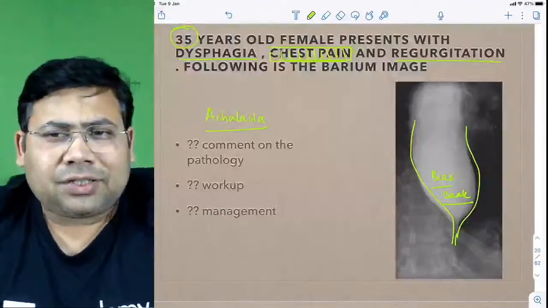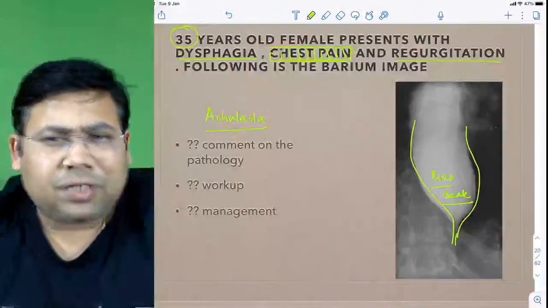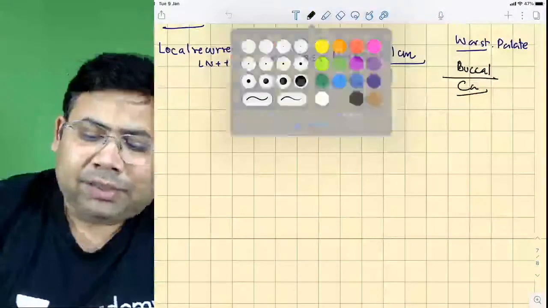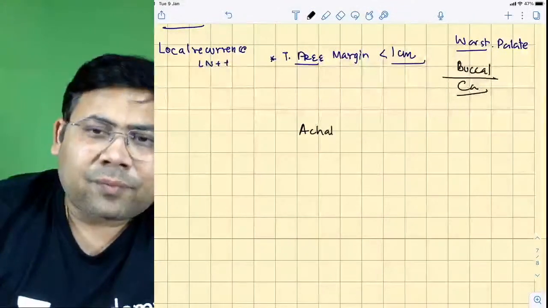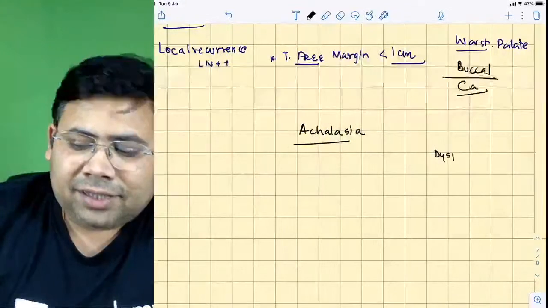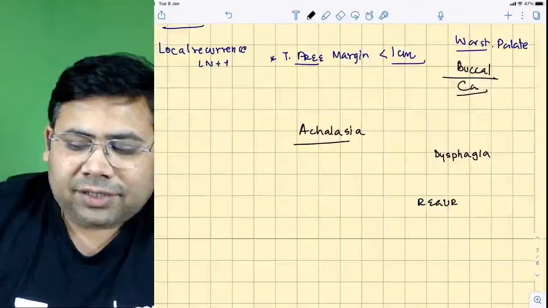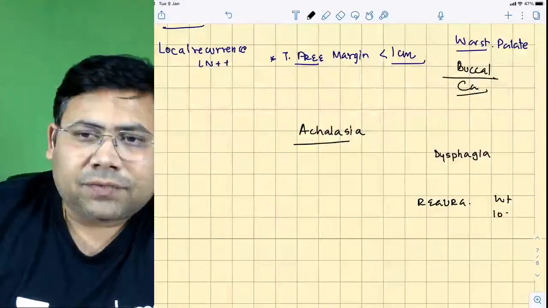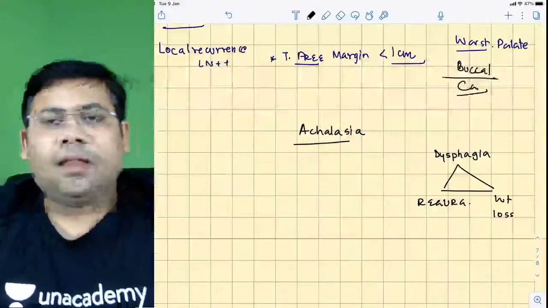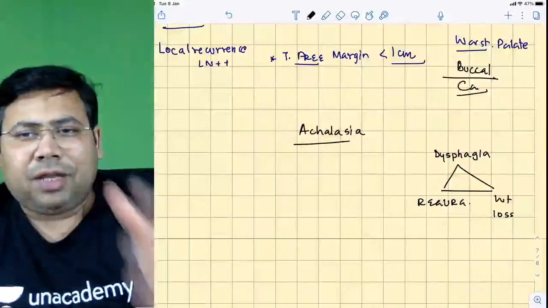Now how do you diagnose achalasia? Is it barium that can diagnose? Barium is an essential part of esophageal pathologies, but it is not the diagnostic tool. There are many teachers who teach that a classical triad of dysphagia, regurgitation and weight loss is what is known as achalasia. This is absolutely wrong. Gone are the days.